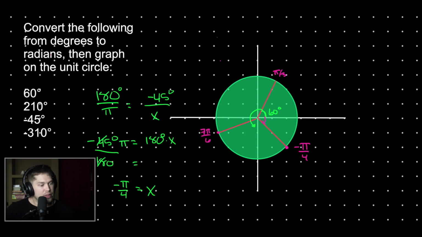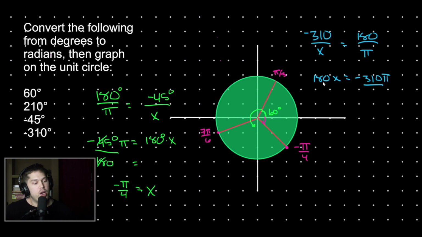Okay, let's solve this last one. We have negative 310 degrees. Again, just set up your proportion. It's over some unknown radians, and it equals 180 over pi. You can cross multiply to get 180x equals negative 310, or negative 310 pi rather. We can divide both sides by 180.